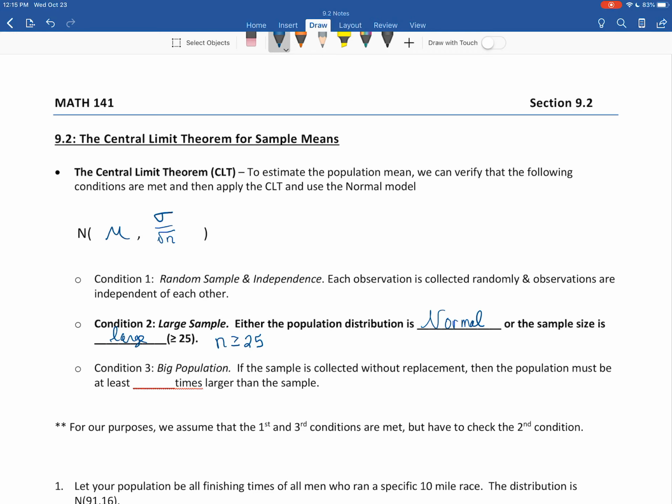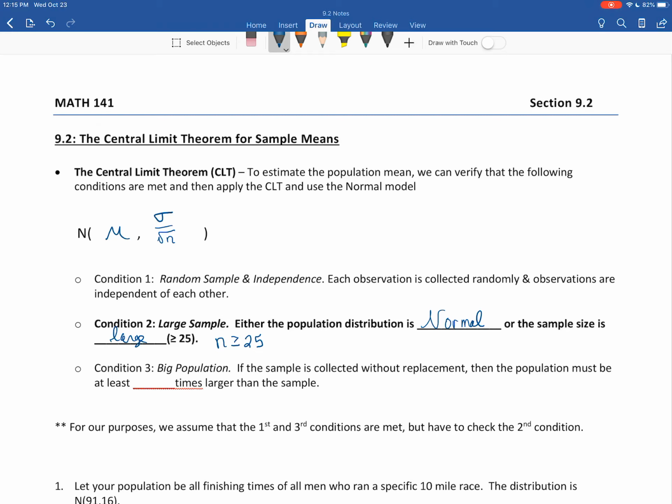So this is a much easier check than with the proportions. With the proportions, we had to check is np greater than or equal to 10, is n(1 minus p) greater than or equal to 10. In this one, we simply look at, was it bigger than 25? So much easier check. Condition 3, we have to also have that big population.